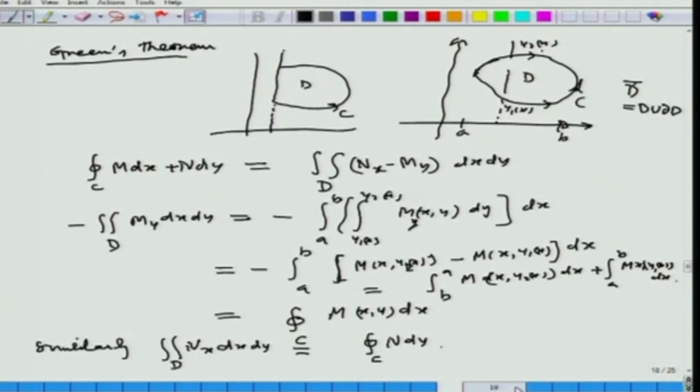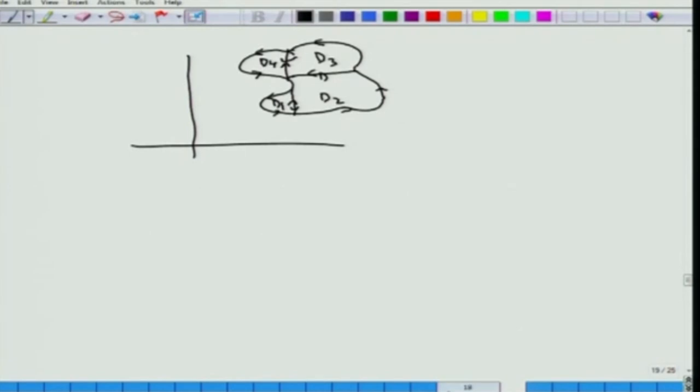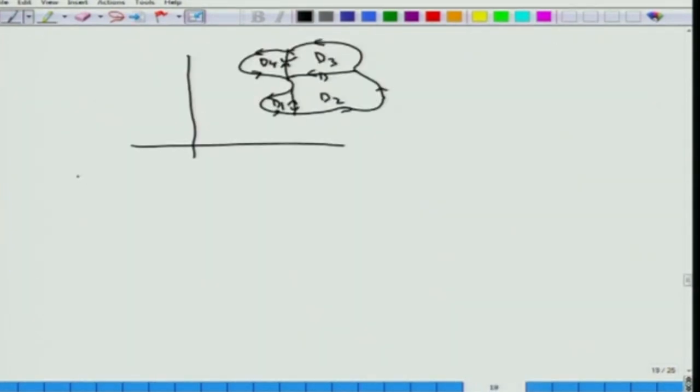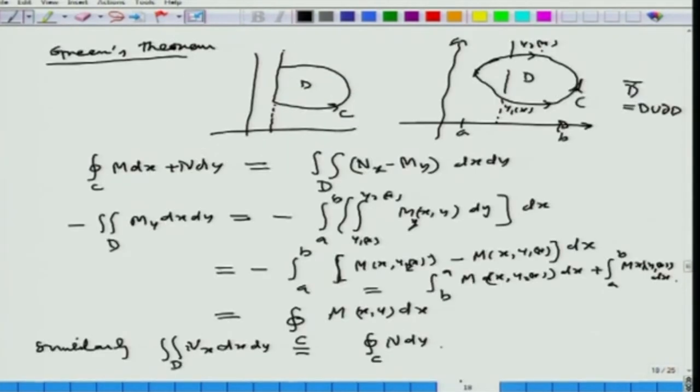Using this, we go back to the point here: we want to see that this integral I is actually giving you the area, the double integral of dx dy over the region D enclosed by this curve C. So that is what we can take from Green's theorem here. Looking at this I, due to lack of time, we are not able to complete this concept here, which will be done in the next lecture.